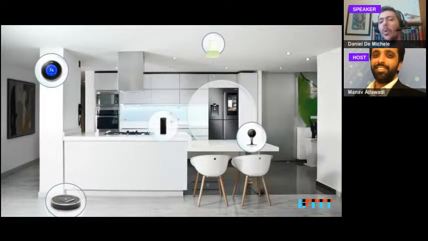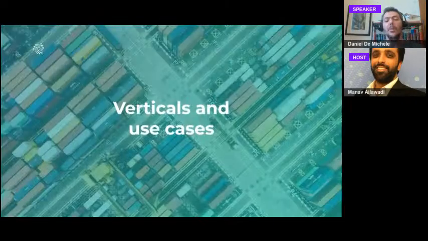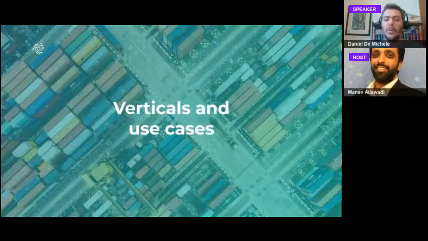If I have a home and I have a fridge, and that fridge knows stuff about my consumption habits, that data has a value for the fridge provider, for the supermarkets. Now, it's my call if I want to sell that or not, but I do control the data, and IOTA would be sort of a vehicle to get this done. So let's move to verticals and some use cases.